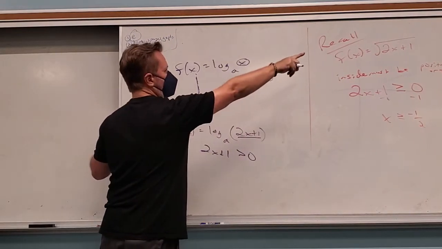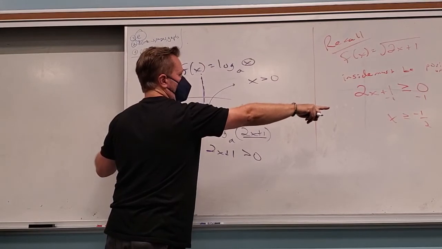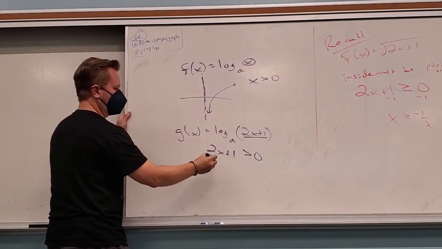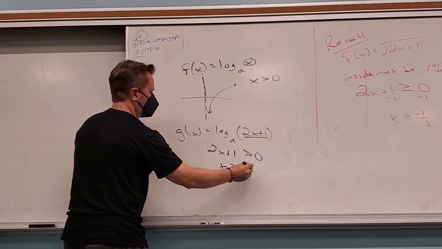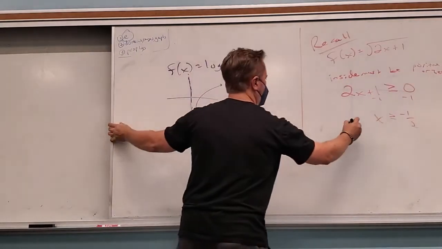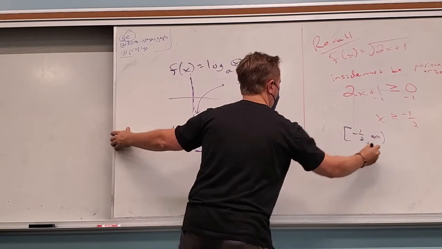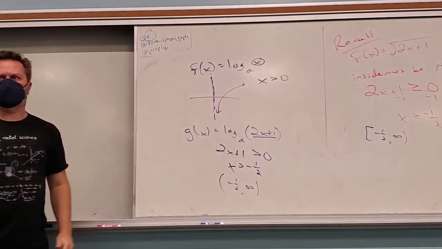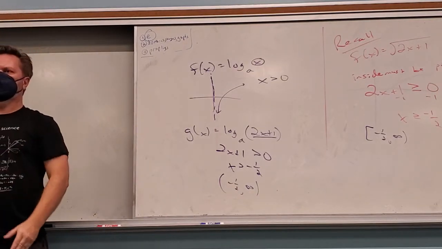See how it's sort of like a square root? But a square root's allowed to equal 0, whereas a log can't handle 0. So x has to be just greater than negative 1/2. So this would be like this. This would be like that. I can't include negative 1/2 there because there's an asymptote right at 0.